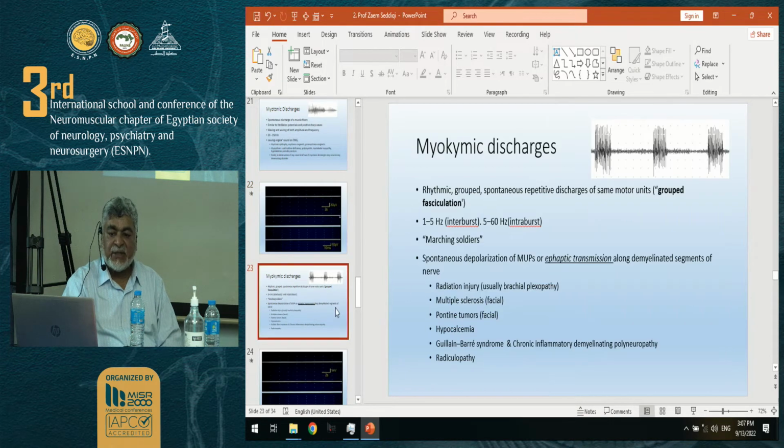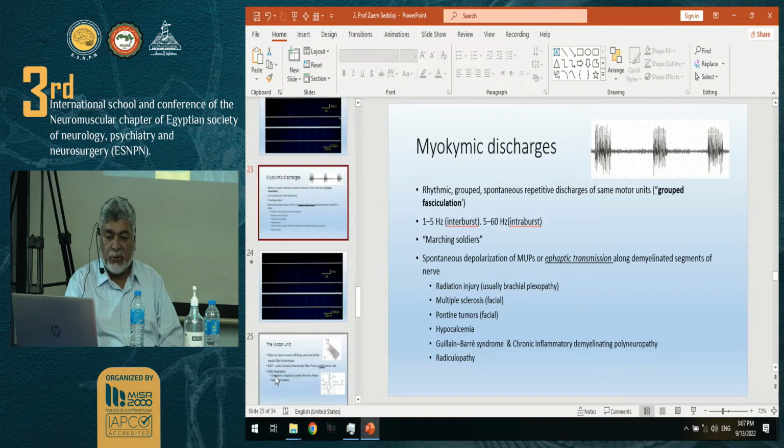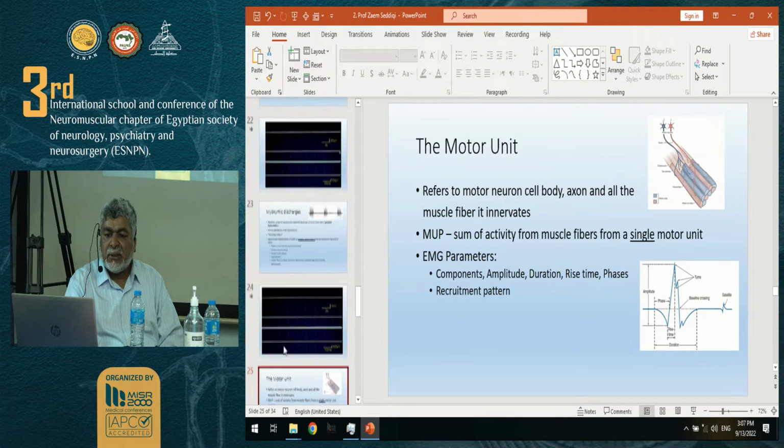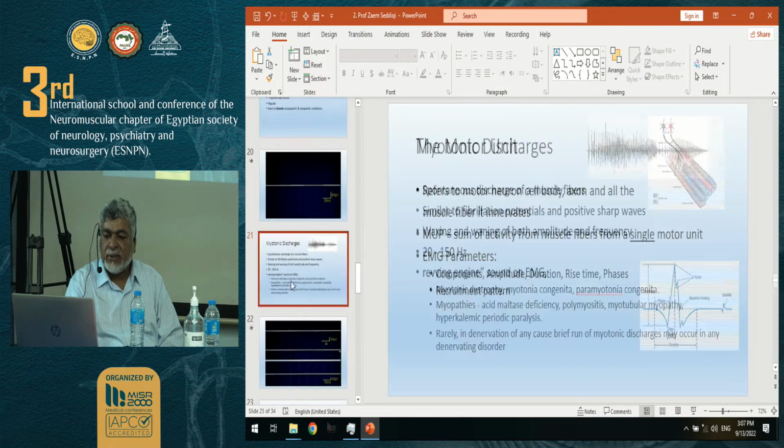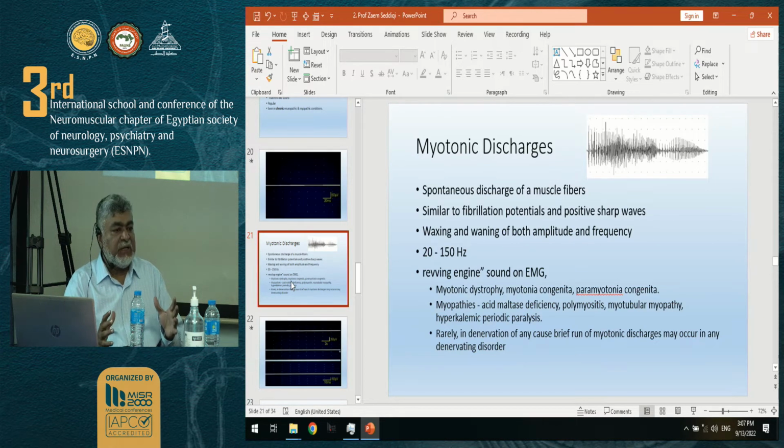So myotonic discharges are not always the myotonia, by the way, guys. So I have heard myotonic discharge in a lot of conditions, okay? And they are mentioned, sorry, I'm going to the wrong one here. Just give me 1 second here. So they can definitely occur in myotonic conditions, myotonia, paramyotonia, whatever.